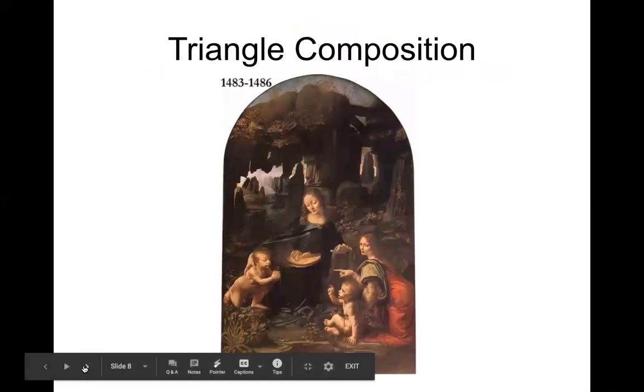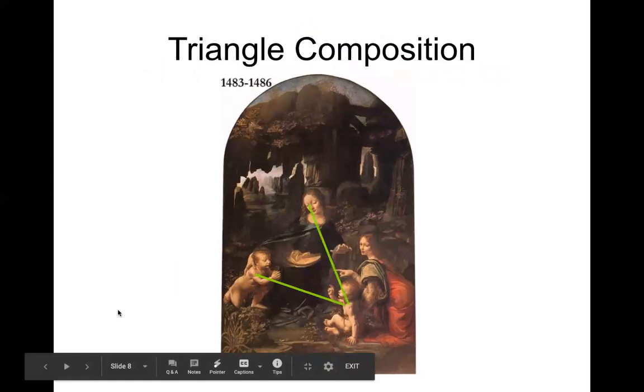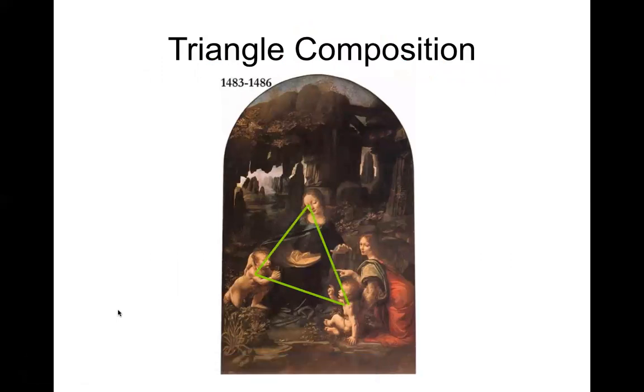Okay, so like Alyssa said, he uses the triangle composition to arrange. Now I want you to know you do not have to use a triangle, but 90% of the time you'll find it will happen anyway, okay? So he basically forces your eye to travel in a triangle area.